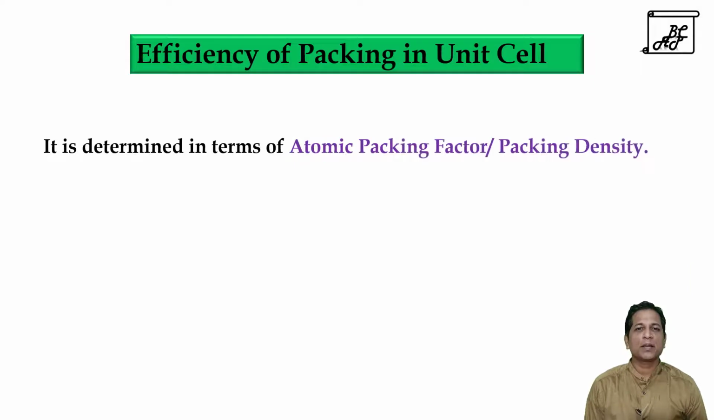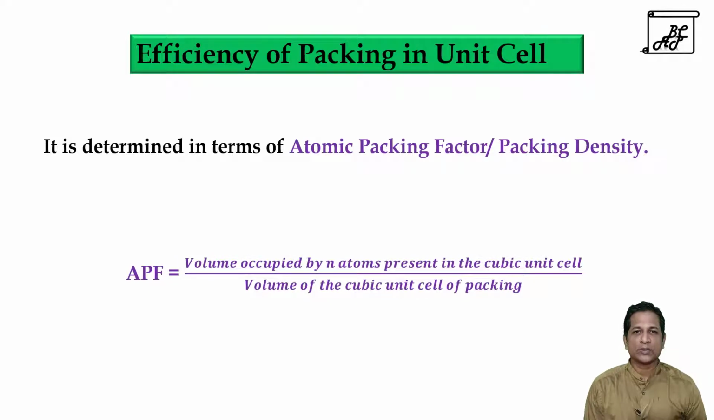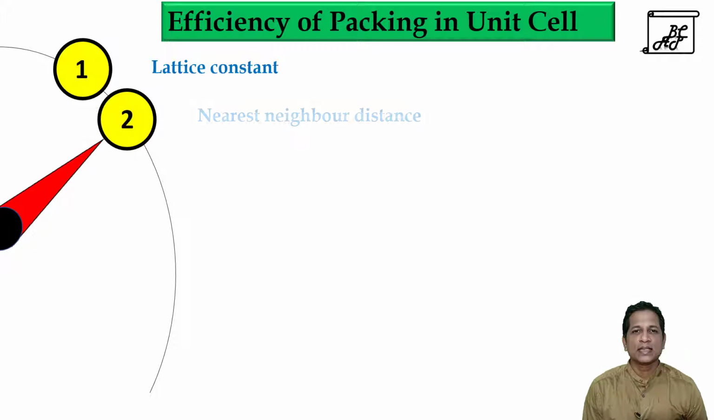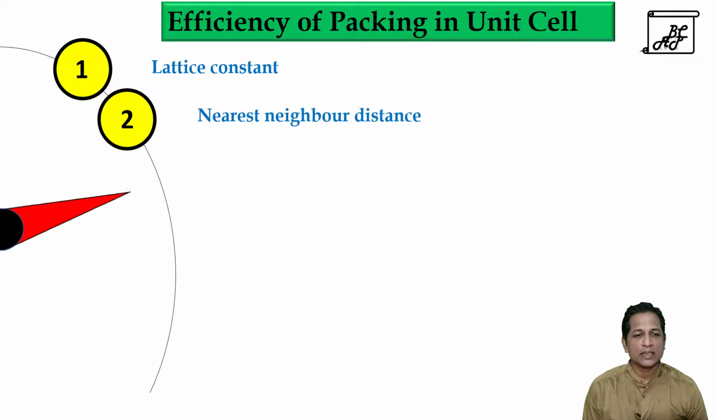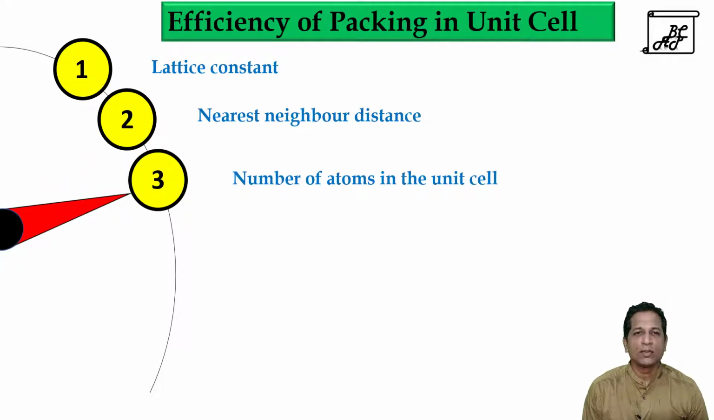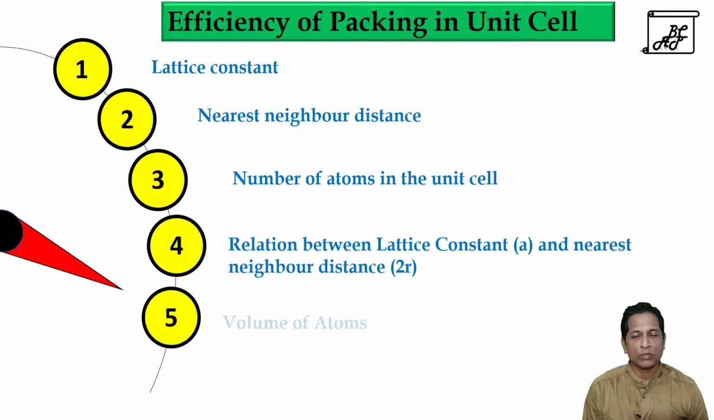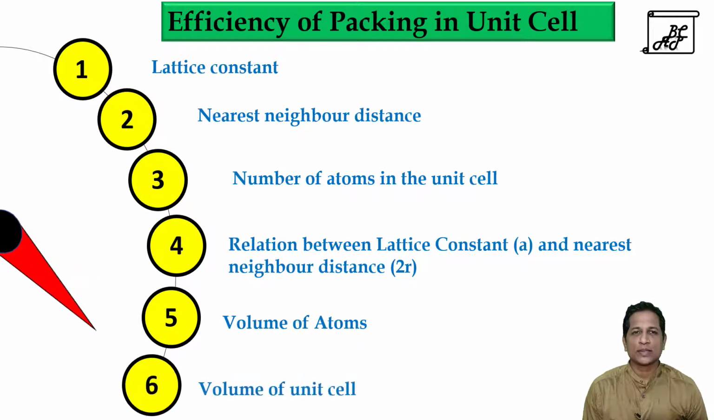Efficiency of packing is determined in terms of atomic packing factor. The formula is volume of atoms in the unit cell divided by volume of unit cell. To find out the efficiency of packing, we need 6 parameters. First is lattice constant, second is nearest neighbor distance, third is number of atoms in the unit cell, fourth is the relation between lattice constant and nearest neighbor distance, fifth is volume of atoms, and the last is volume of unit cell. Once we determine all these values, we will substitute in the formula of APF and we will determine it. So let's start the video.